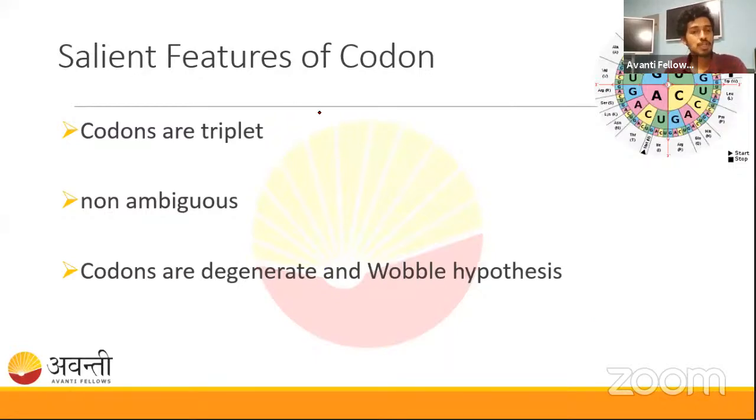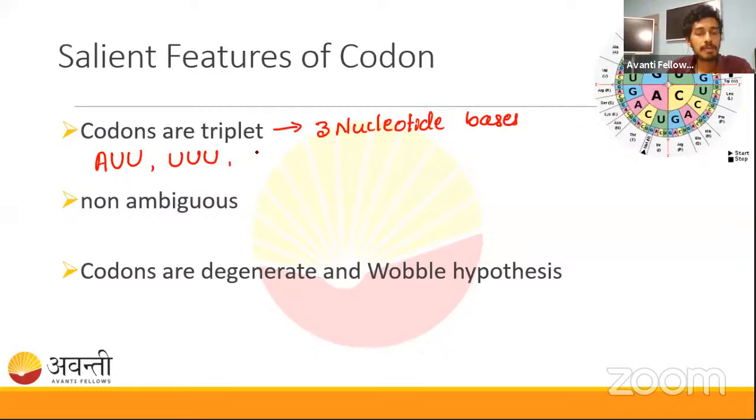What are the salient features of the codons? The first thing, as I mentioned, the codons are triplet. Triplet means every codon is made up of 3 nucleotide bases. It may be repetitive or non-repetitive, that doesn't matter, but every codon is made up of 3 nucleotide bases.